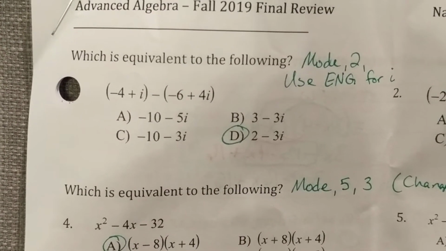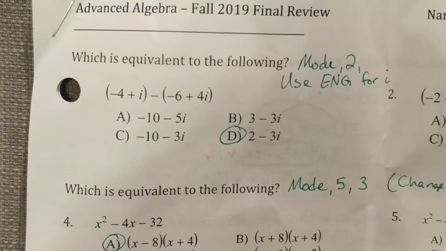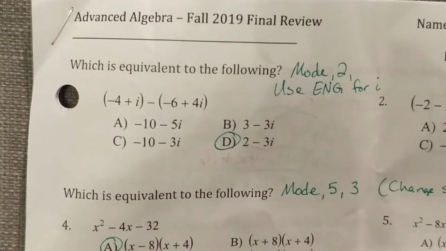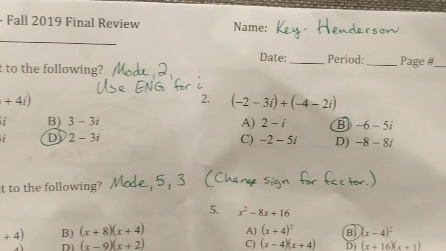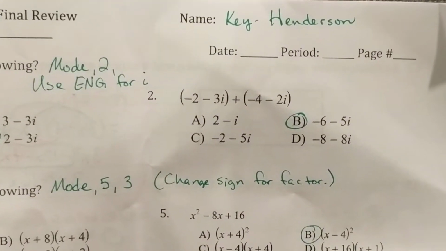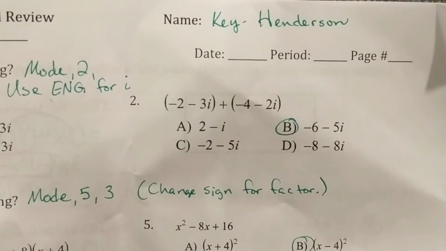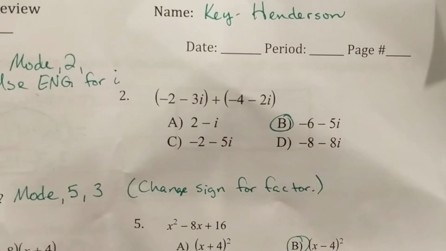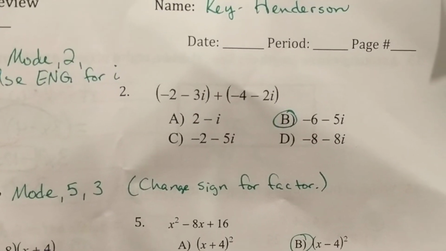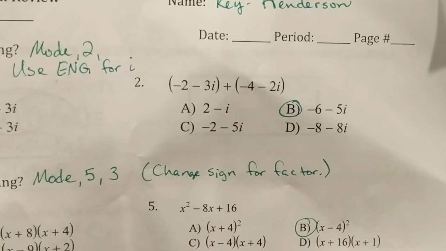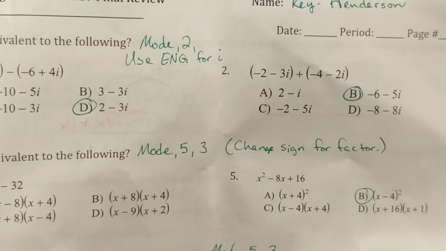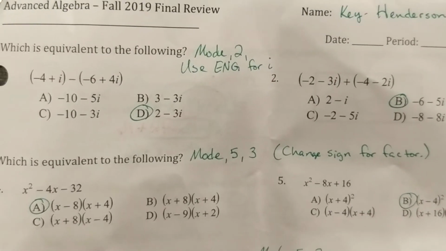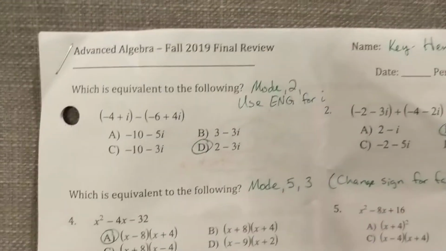All you're doing is subtracting like terms. Negative 4 minus negative 6 is 2, and i minus 4i will be negative 3i. Same thing for number 2. You type it in. This is an addition problem. You just add like terms, and you get negative 6 minus 5i. And remember, mode 2, and then ENG, I think it's right above 7 or 8 on the calculator. That's what you use for i.